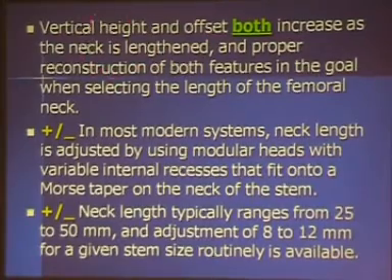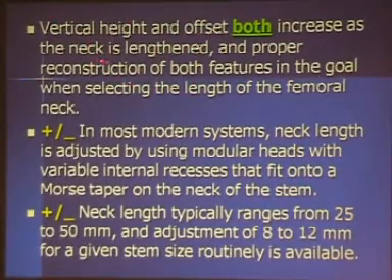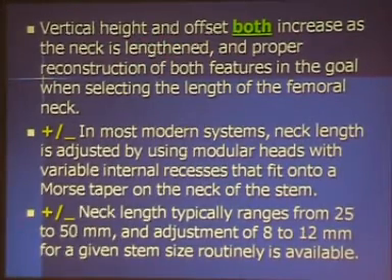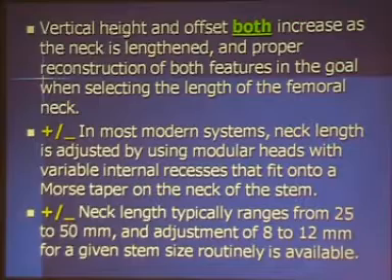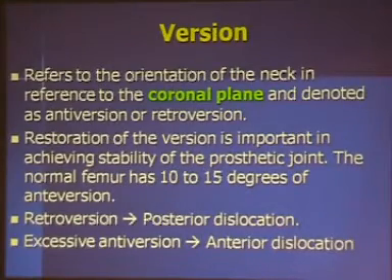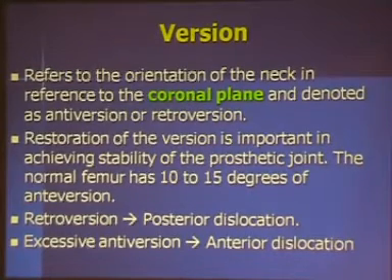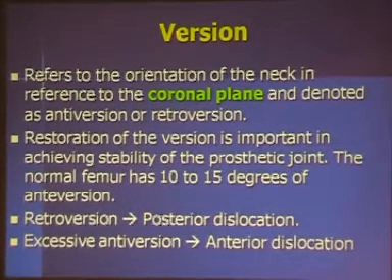We have to appreciate that whenever we are increasing the offset of the vertical height, we also increase the neck length, and we have to be very careful. It's a balance between increasing the length and adding more stability, and only an experienced surgeon inside the operation is able to make that decision, right? In most modern systems, there is something called enhanced offset, which helps the surgeon a lot by achieving the proper tension of the abductor muscles without a lot of lengthening of the limb.